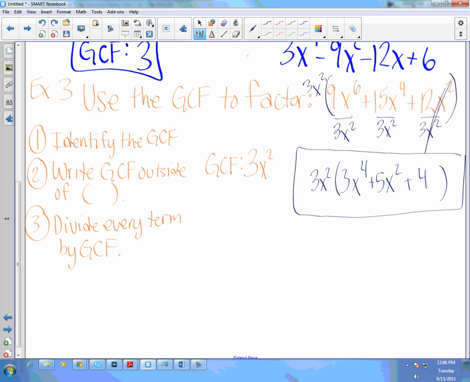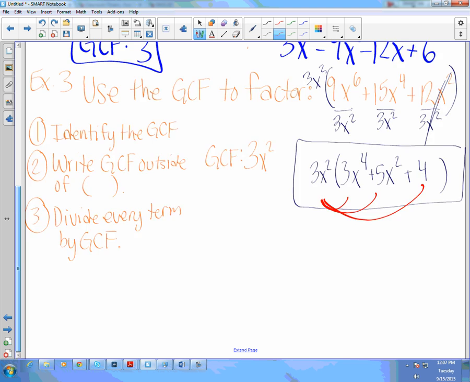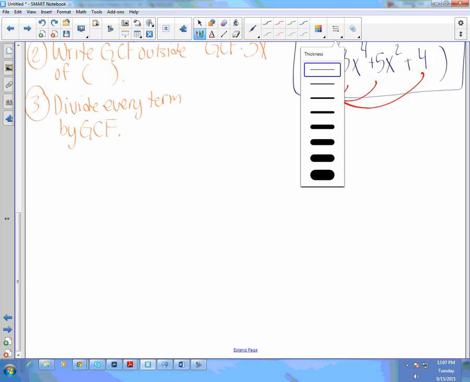Now, we didn't actually change the value of the problem. If I distribute this back in, we get the original problem. We just pull out what they all have in common. It's very handy when we start our next unit on quadratics. It's very handy to look at factor form. Okay, let's try another one.